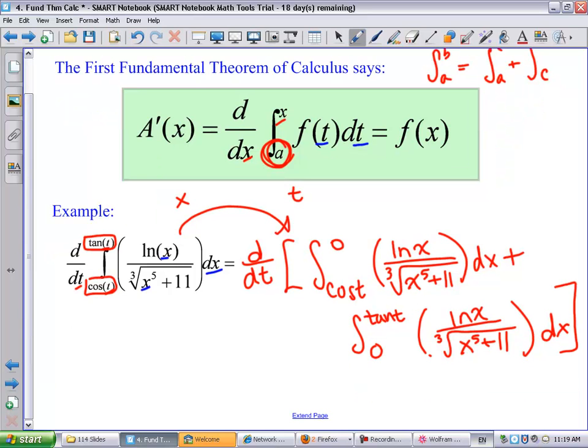Right. But your favorite number isn't 0? What's your favorite number? Your favorite number is 103. Okay, we'll do it at 103 instead. See, it doesn't make any difference. Just pick a number.